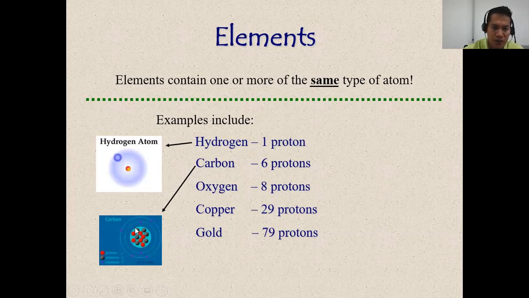Carbon has 6 protons, most likely 6 neutrons as well. Okay, and so on and so forth. Like oxygen has 8 protons, copper has 29 protons, gold has 79 protons. All these are determined or arranged in the periodic table.